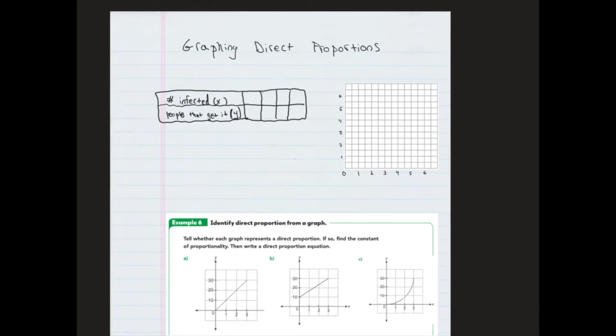Welcome back, mathematicians. This lesson is going to be on graphing direct proportions. And again, it's going to be on my iPad, so this digital version should look like your paper version. If you want to pause it, you can write down this table. I thought we'd do some kind of applications to what's going on in the real world right now, which is the coronavirus that's spreading.